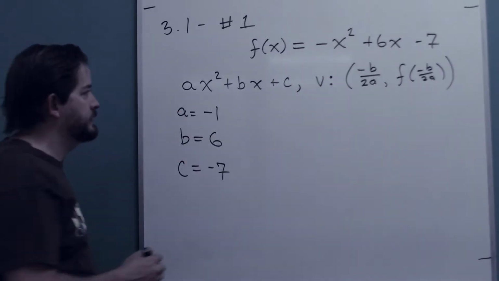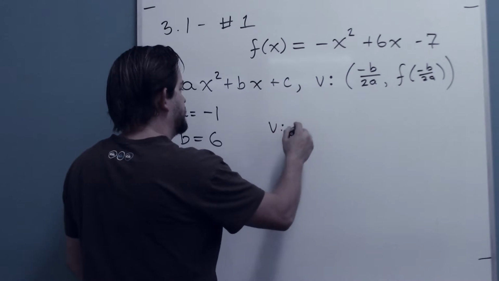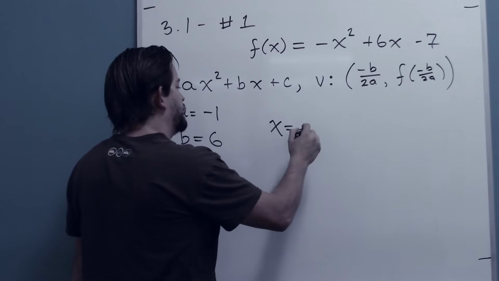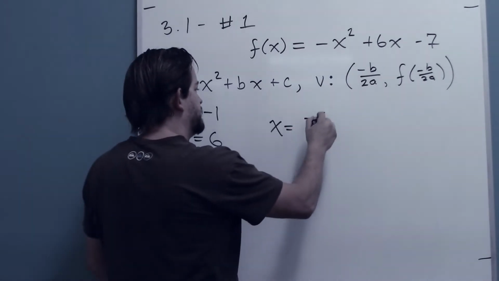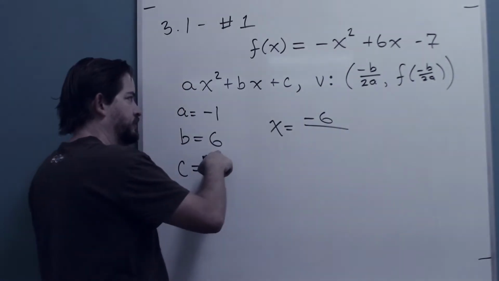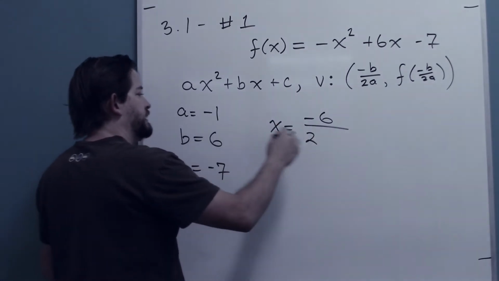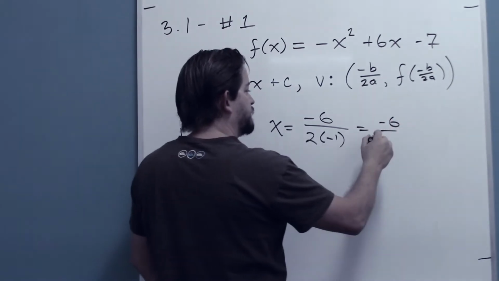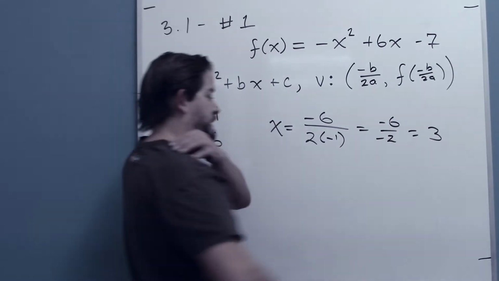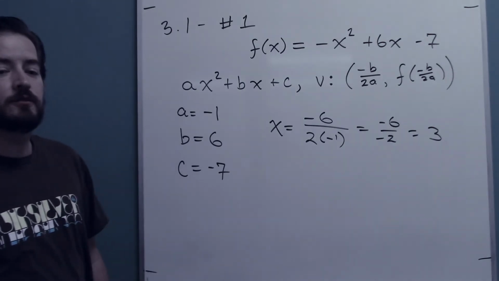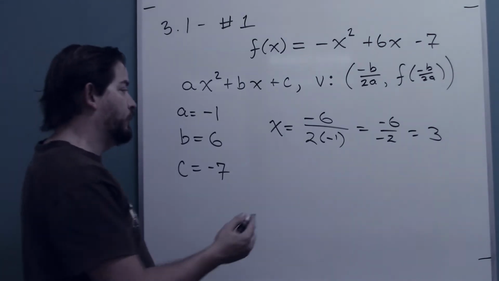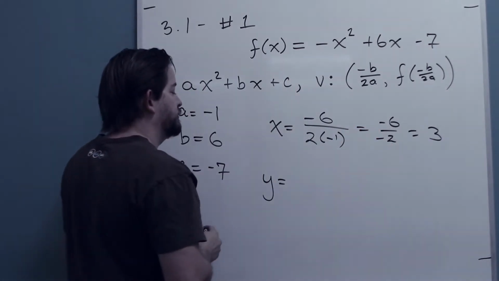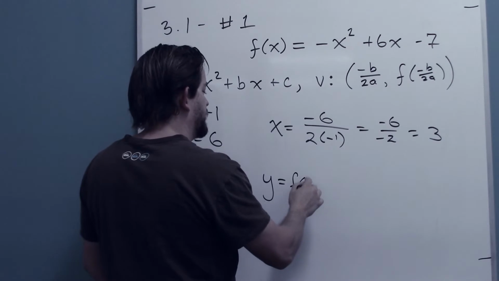b is 6. So the x value of our vertex is negative 6 over 2 times a, but a is negative 1 here. And so this is negative 6 over negative 2, which is 3. So I have an x value of 3 for my vertex. The y value is taking this 3 and plugging it into the function itself. The y value is f of 3.